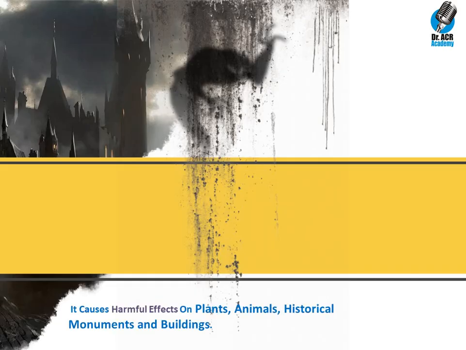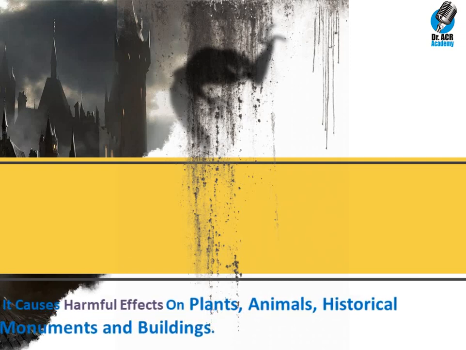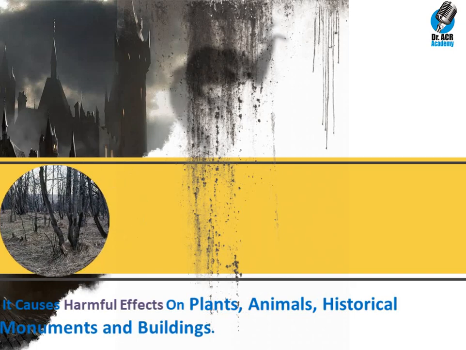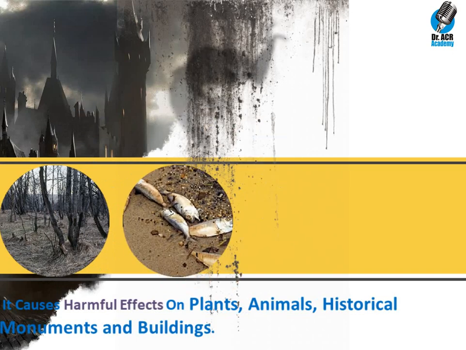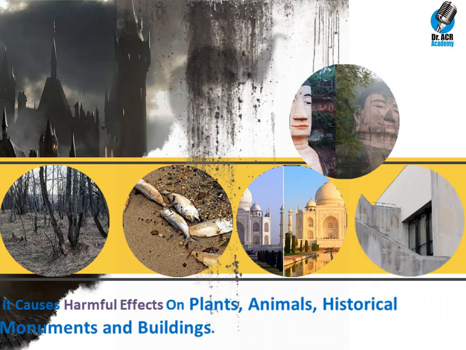The harmful effects of acid on plants, animals, and historical monuments and buildings. It destroys the complete growth of the plant and kills animals, and changes the monuments' colors. You can see the damage on the buildings.